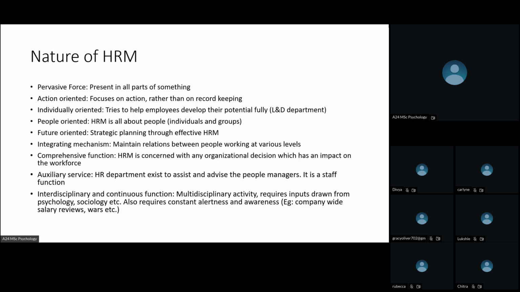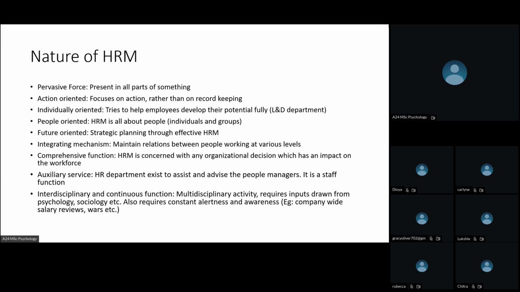And then auxiliary service. They exist to assist and advise the people managers, as I was saying in the strategic planning before. When it comes to managerial functions, some people can be a manager, but they will not have enough managerial experience. They will not know how to be empathetic with their team. They will not know how to deal with discrepancies between two people in the same team. So in these scenarios, the HR department, and some companies call it the employee relations department, steps in and guides the manager to make sure they have enough resources to solve the discrepancy, or be empathetic with their direct reports. So it is an auxiliary function, it advises the people.